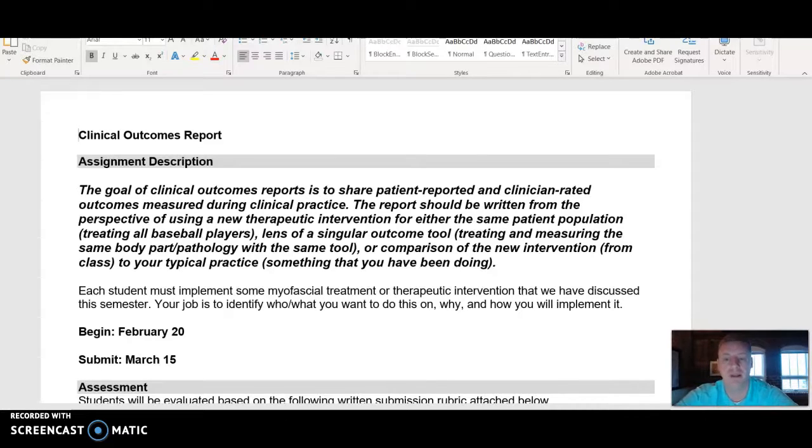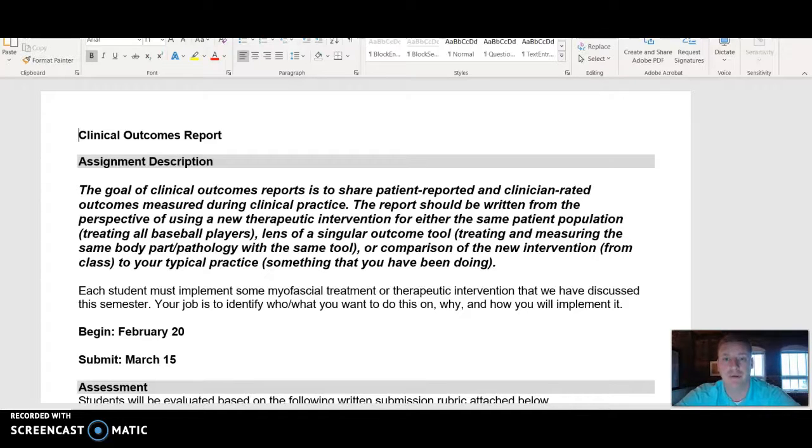Or looking at it from the lens of a singular outcome tool, treating and measuring the same body part and looking at the same thing. So introducing, say, cupping therapy for people that are baseball players at the shoulder, or regardless of sport, say you're at a high school and you have a multitude of patients, I'm going to treat everyone's ankle and see how it gets better when I do Graston at the ankle.